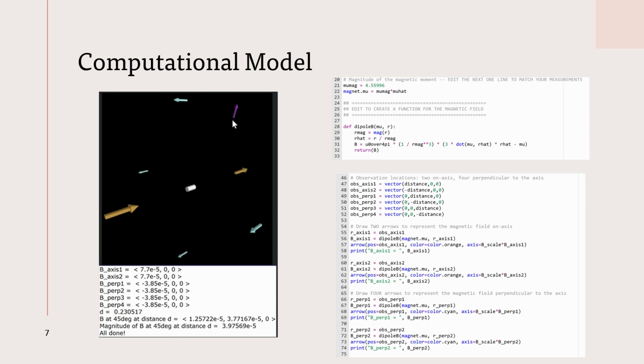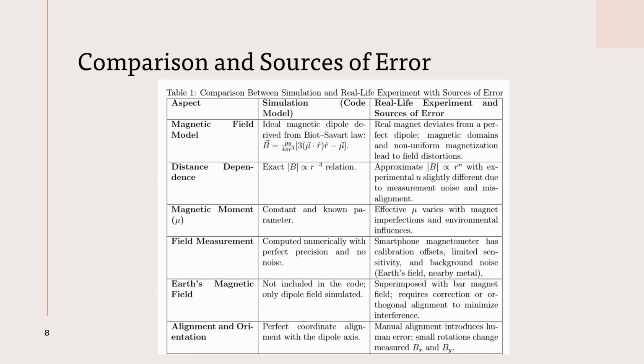We then used this in our computational model and reconstructed a very similar experiment, getting the magnetic field in the different directions, as well as the net magnetic field. The magnitudes of the net magnetic field we calculated in our computational model and what we actually saw in the magnetometer readings were significantly different, and this could be due to several reasons. One being, the real magnet deviates from a perfect dipole. The magnetic domains and non-uniform magnetization could lead to field distortions that are not exactly those of a perfect magnetic dipole.